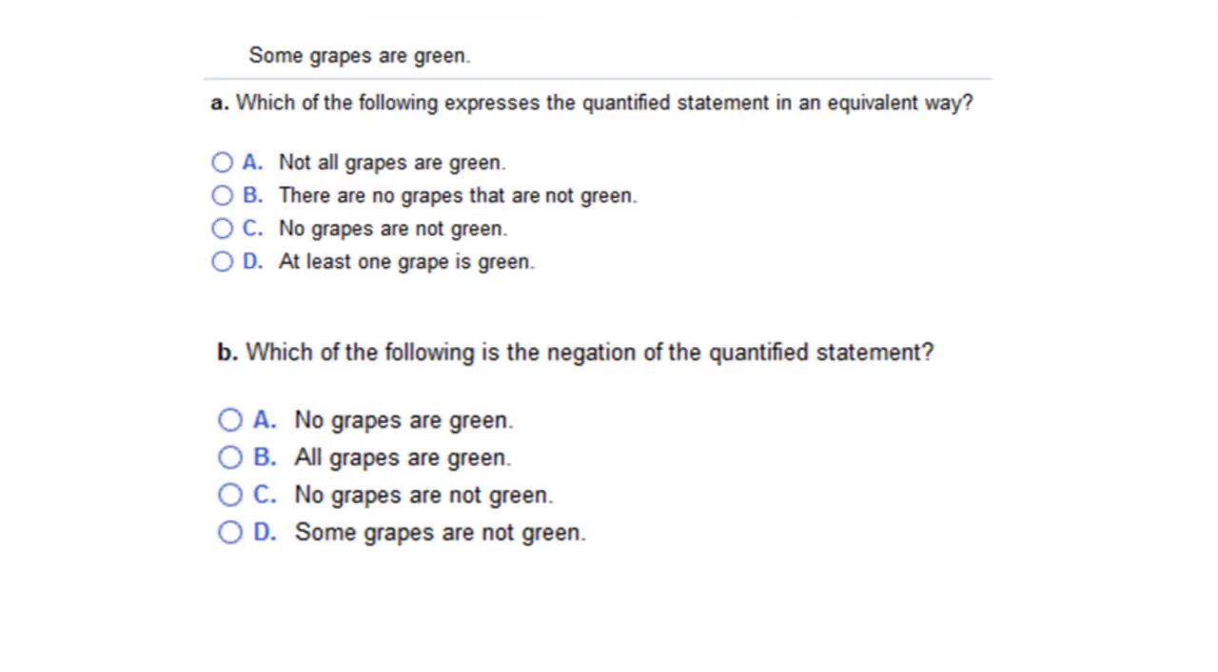All right, so this says some grapes are green. Which of the following expresses the quantified statement in an equivalent way? So we want it to be an equivalent way. So for safety issues, let's do that Venn diagram.